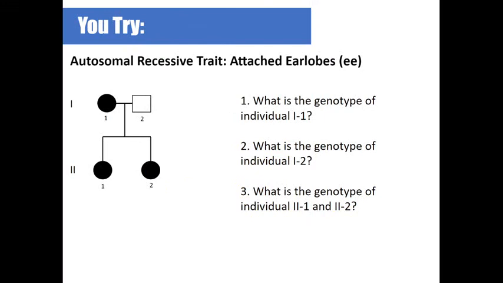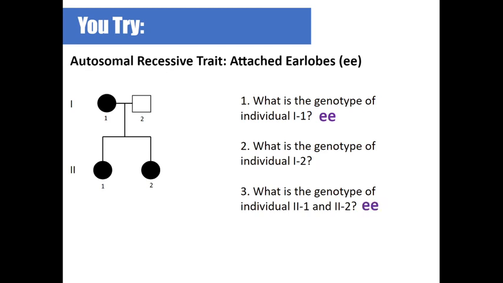So let's try a simple one, because I know those had a lot going on. So, autosomal recessive trait is an attached earlobe. So, what is the genotype of person 1 on generation 1? Well, they're shaded in. So, their genotype is little e, little e. So, they have those attached earlobes. Now, what is the genotype of the individual over here? Well, the man's not shaded in.